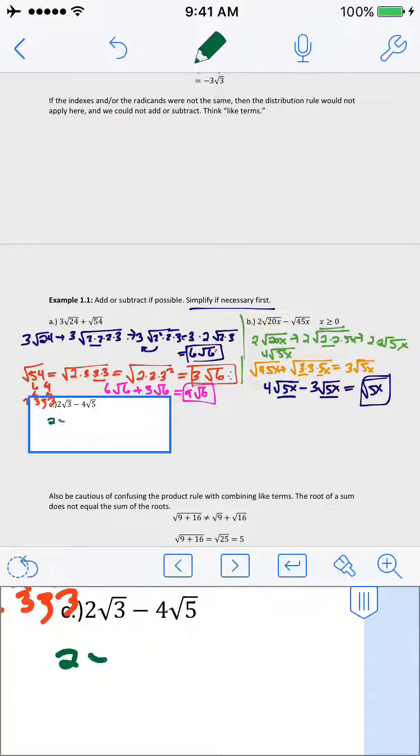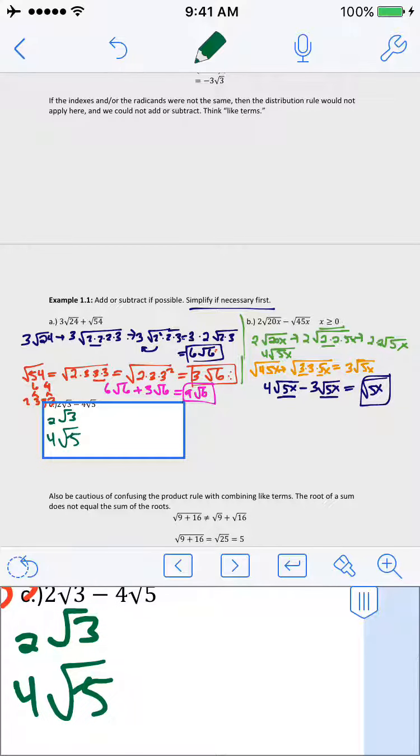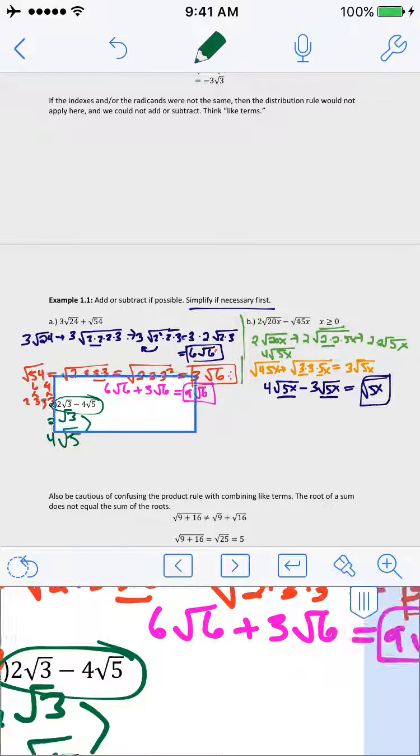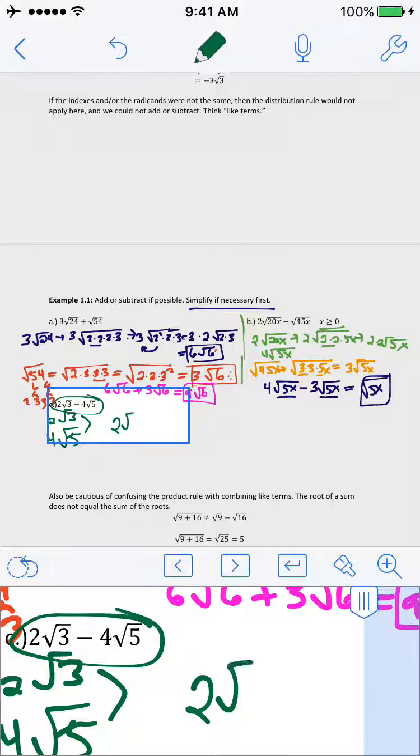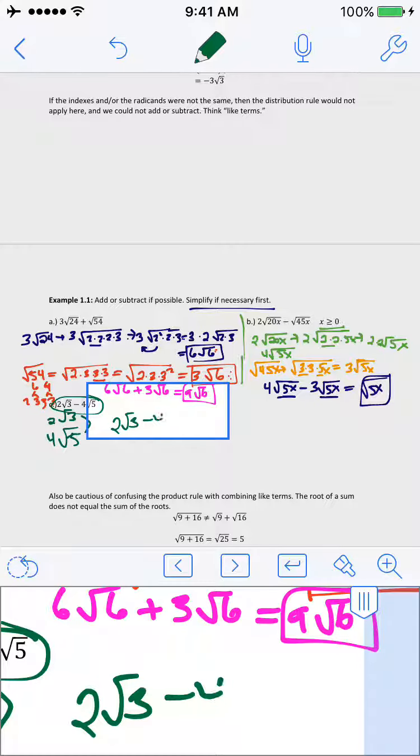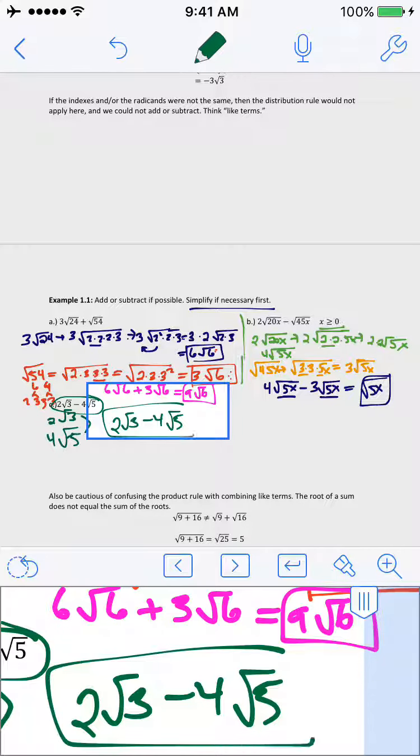I have 2 root 3. Well, 3 is a prime. That's as much as I can get. 4 root 5. 5 is also a prime. That's as far as I can go. So these two I can't actually combine. This is the simplest form of this subtraction problem. 2 root 3 minus 4 root 5. And that would just be our answer.